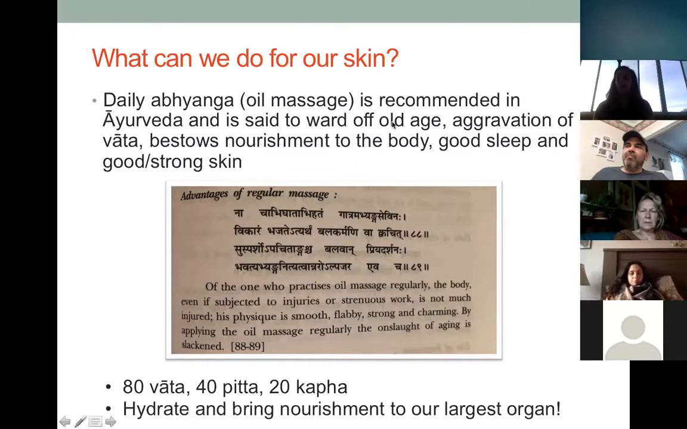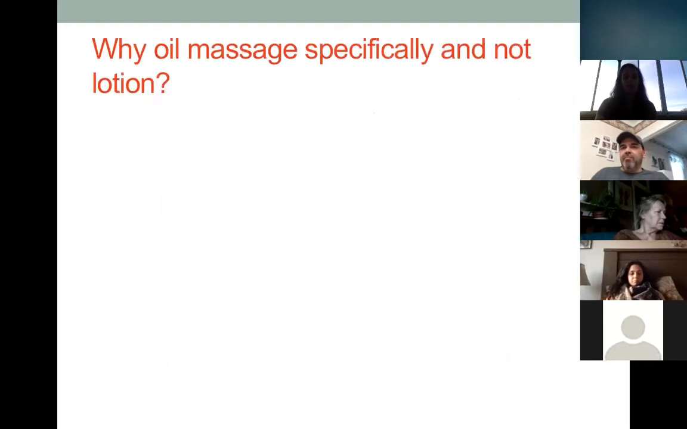Hydrate and bring nourishment to our largest organ. So this is a little more Western, which is like the skin's our largest organ. So we want to make sure that we're taking good care of it. You hear that a lot, at least in the US.